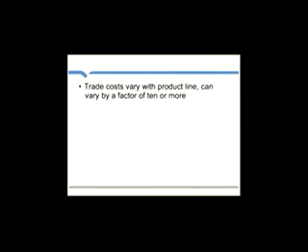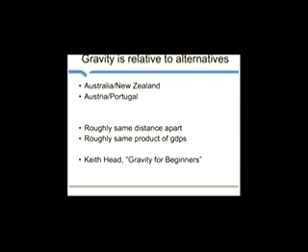We also find empirically that trade costs vary with the product line, and they can vary by a factor of 10 or more. It really does depend what you're trading, and these numbers are just estimates, just averages. Early in this video, we offered a very simple form of a gravity equation, but actually the more accurate forms of gravity equation define distance costs relative to available alternatives.